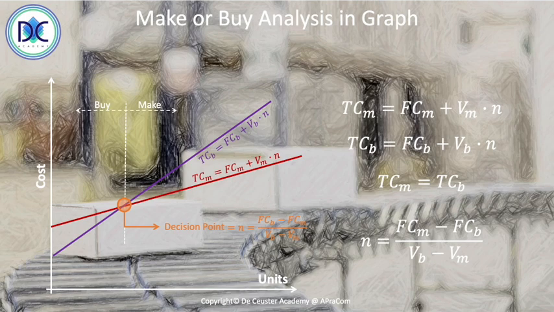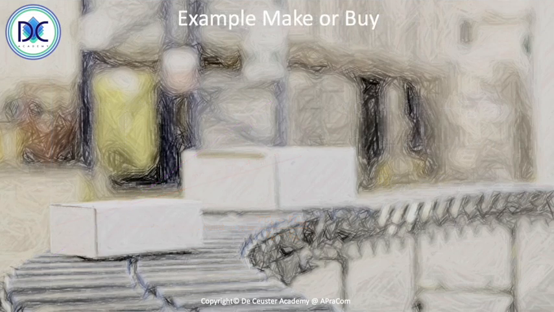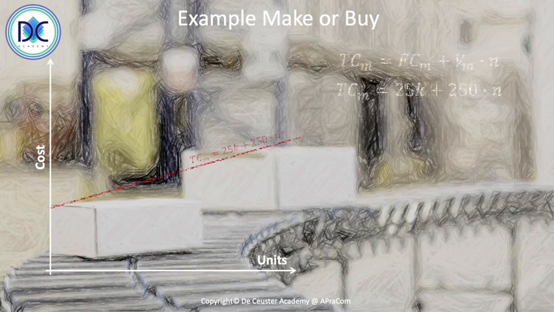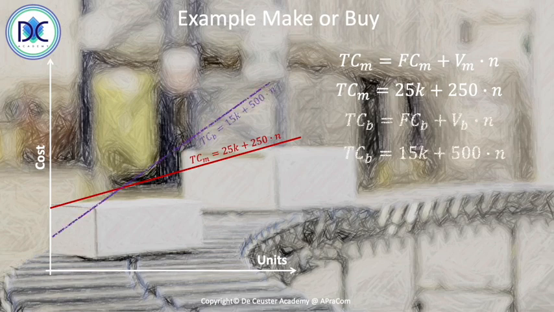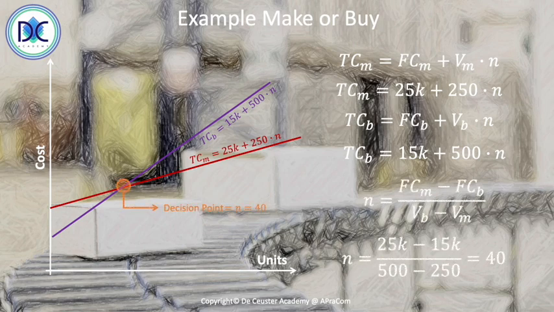Let's have a look at an example for make or buy. So we have the same graph again. In this case we have two solutions. The total cost for making is 25k as a fixed cost plus a production cost of 250 euro or dollar per unit multiplied by the number of units, of course. We have the total cost for buying, which is the purple curve. We see that the fixed cost is only 15k now, but the unit production cost is now double the previous one. We can calculate the make or buy decision point.